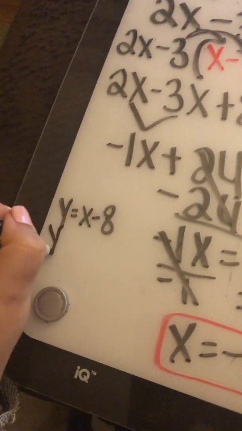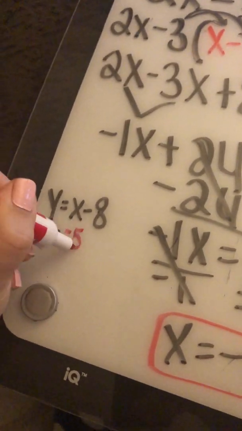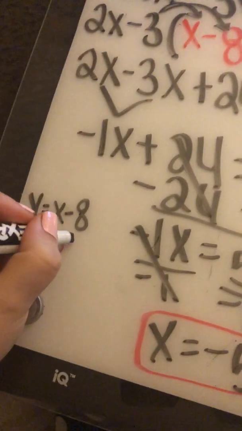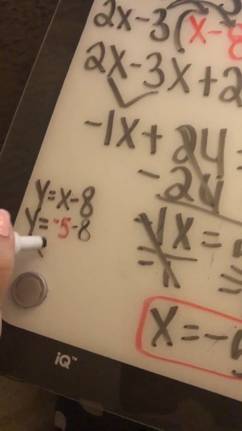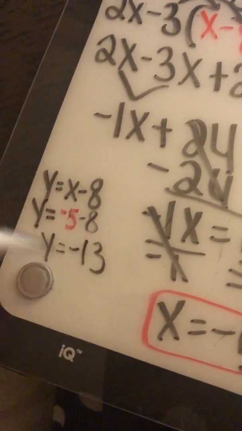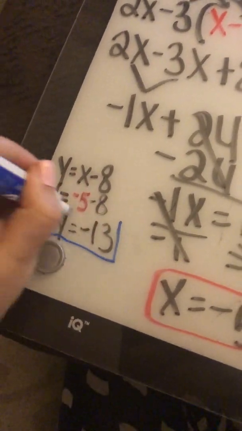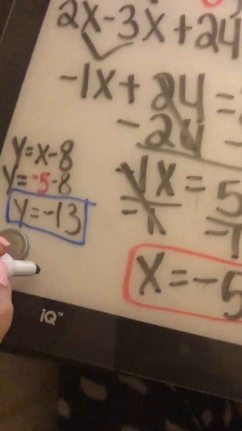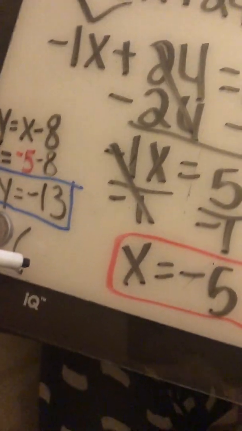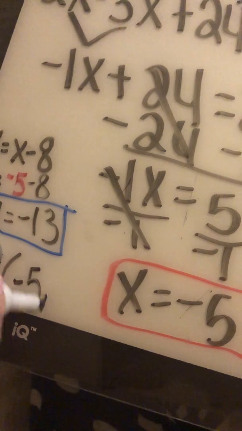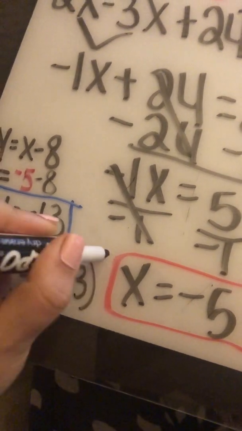So it would be y equals negative 5 minus 8. And we would get y equals negative 13. Okay, and then the last thing you want to do is write it as a solution. So your final answer would be negative 5, negative 13, like that.